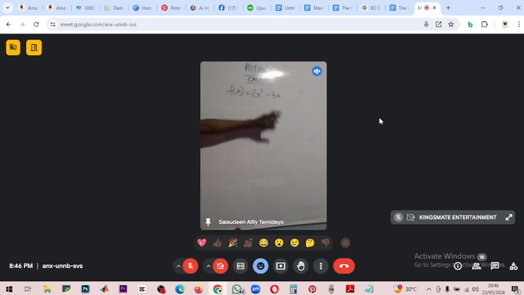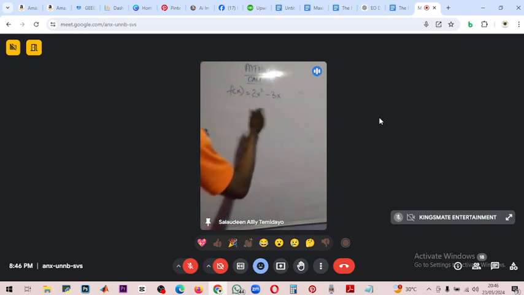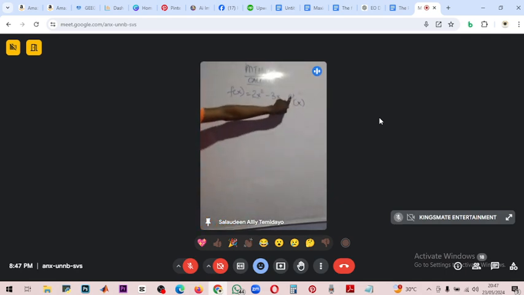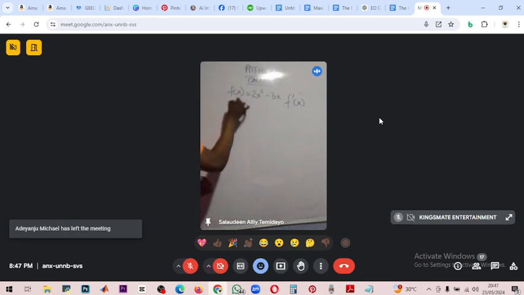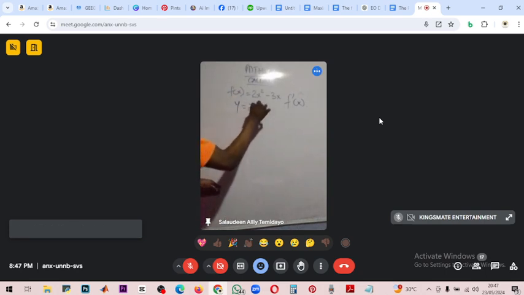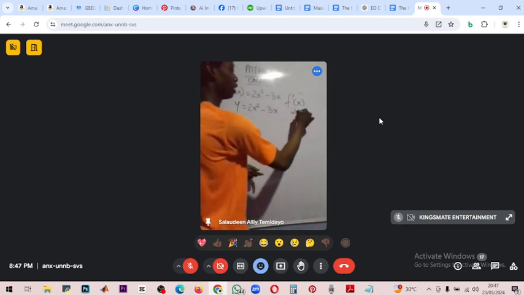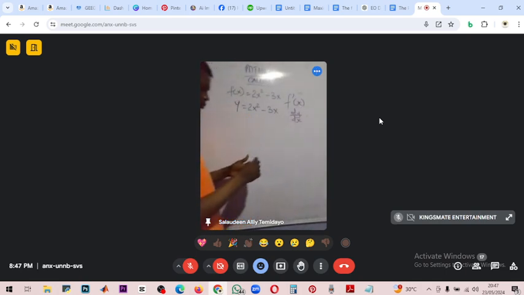So if f of x is equal to 2x squared minus 3x, then differentiating f of x means finding f prime of x. Look at it very well. We are looking for f prime of x. That means you are differentiating f of x. In some cases, you will not be given the function as f of x. You will be given as y, as we all know, right? You can write it as y equals 2x squared minus 3x. Differentiating y means you're having dy dx.